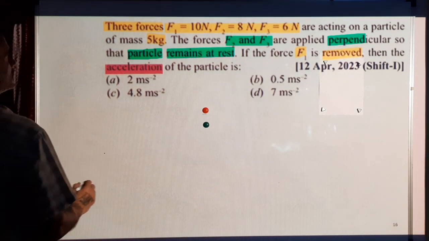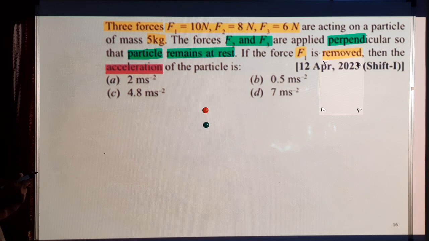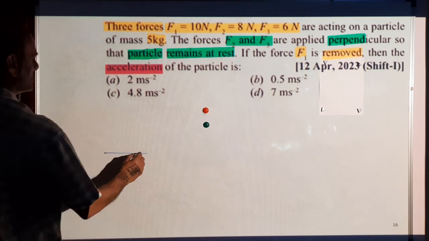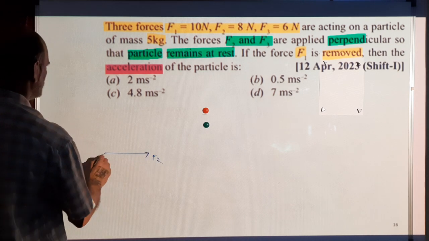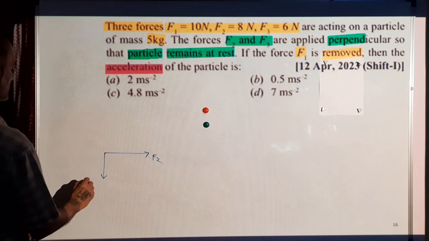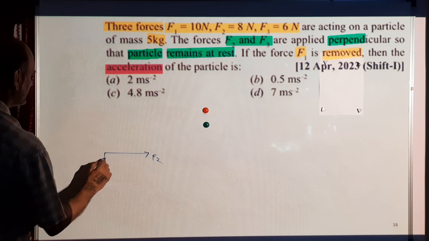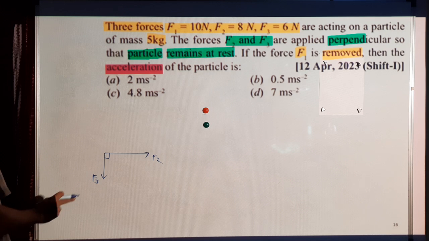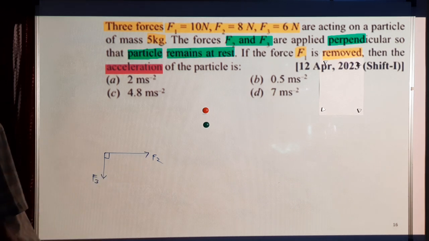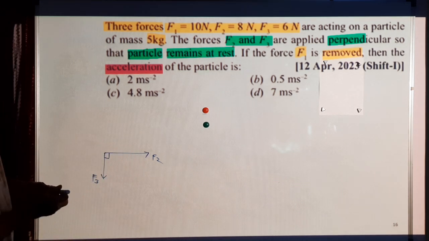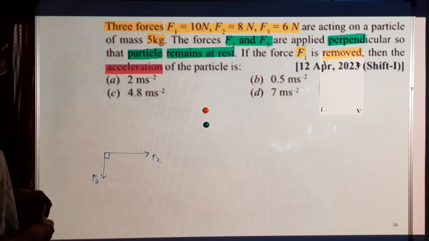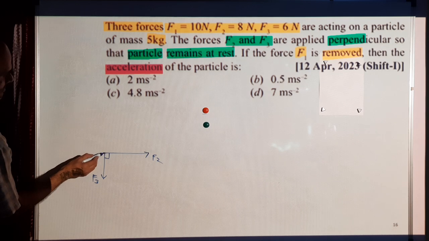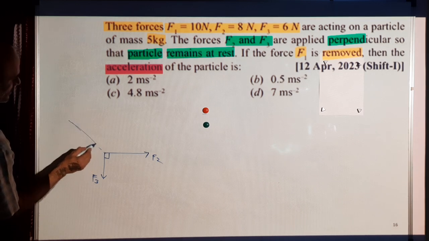So on this particle, there are 3 forces, F2 and F3 are perpendicular. So let this be F2, F3. F3 is less than F2. This is 6, this is 8. And since the particle remains at rest when all the 3 forces are there, F1 should oppose the sum of these two. So F1 will be like this.